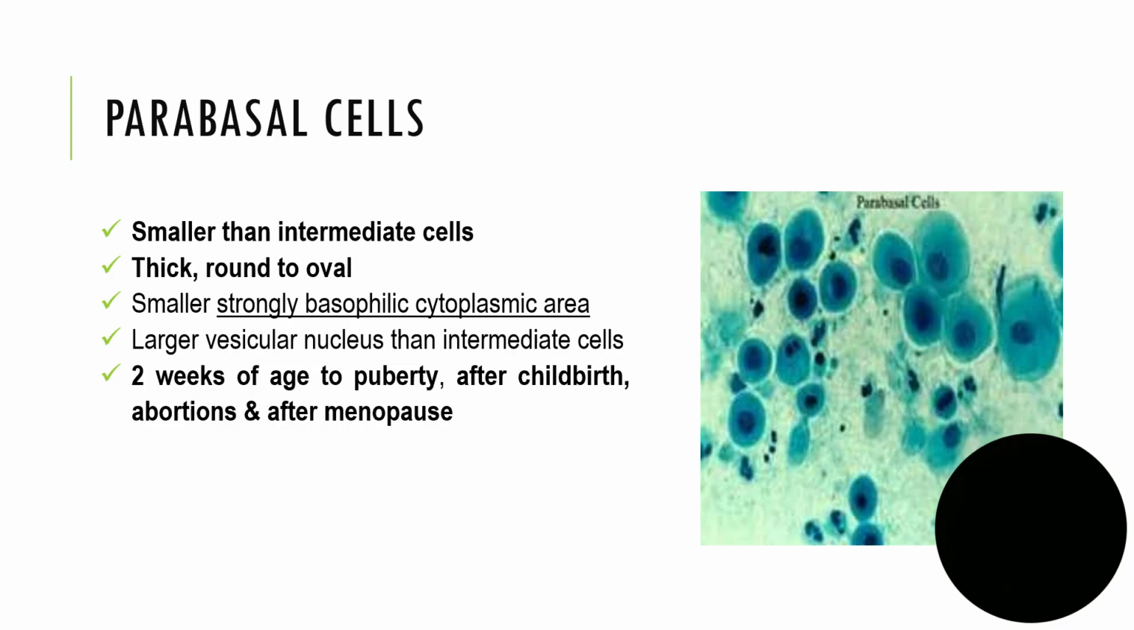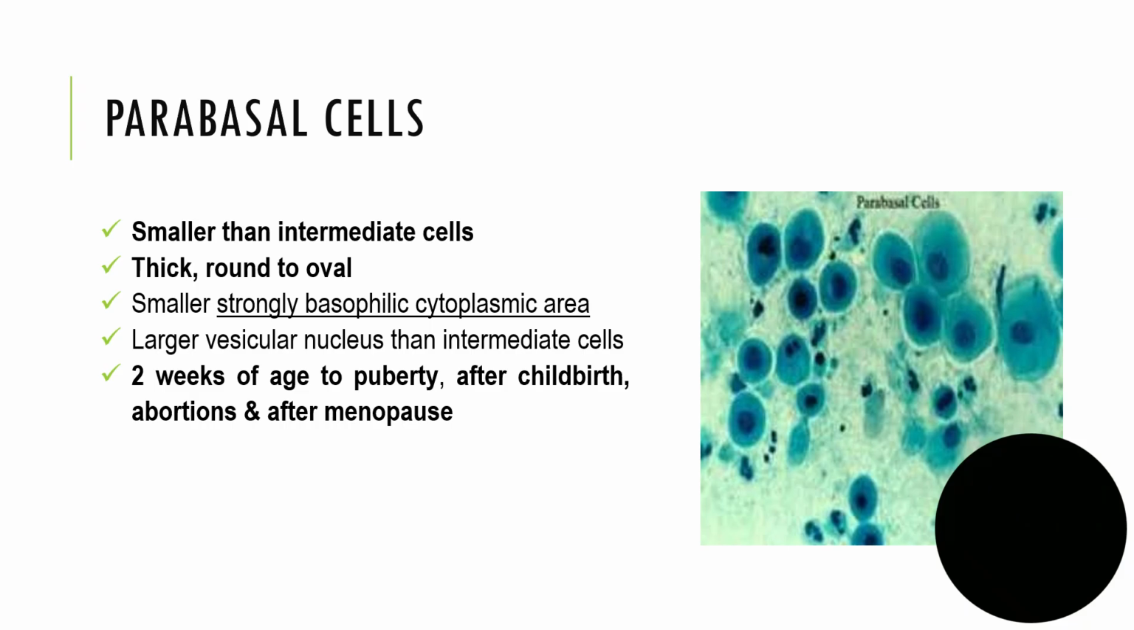Next, we have the parabasal cells. They are smaller than intermediate cells. They are thick and round to oval with a smaller but strongly basophilic cytoplasmic area and a larger vesicular nucleus relative to their size compared to intermediate cells. These cells are normally found during specific phases of life: in the first 2 weeks of life and through puberty, after childbirth, after abortions, and after menopause.